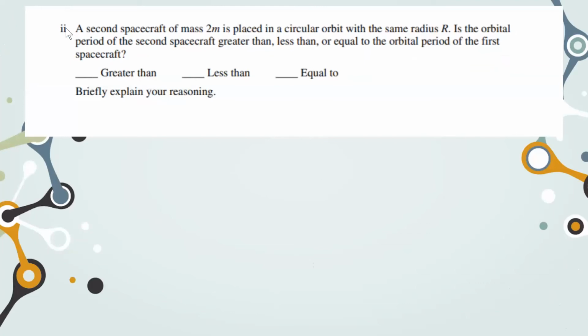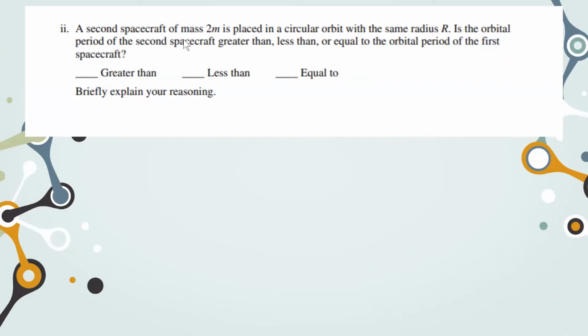Now for the second part of B. A second spacecraft of mass 2m is placed in the circular orbit with the same radius r. Is the orbital period of the second spacecraft greater than, less than, or equal to the orbital period of the first spacecraft? Briefly explain your reasoning.